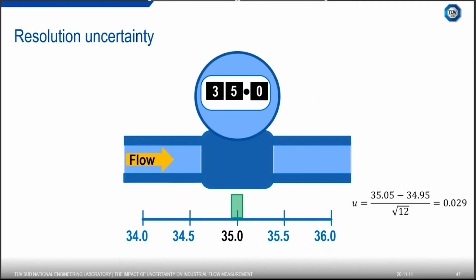If we want to reduce a resolution uncertainty, we can give the value to one decimal place. So now, instead of between 34.5 and 35.5, it can be anywhere between 35.05 and 34.95, which reduces the uncertainty by an order of magnitude.